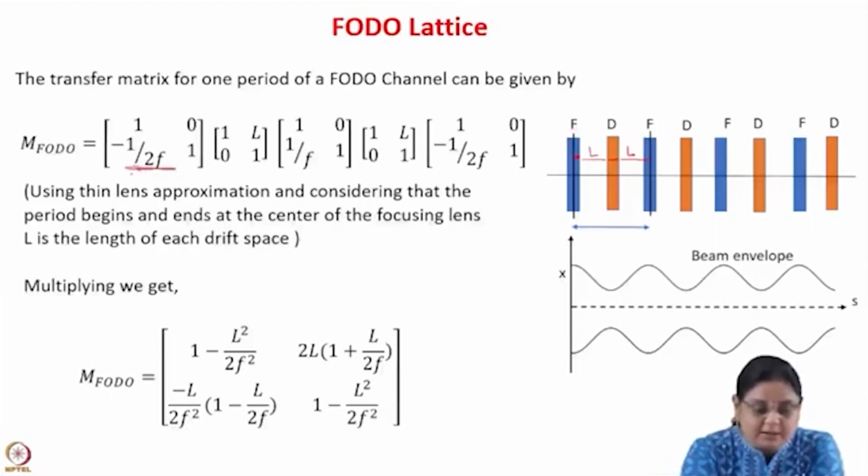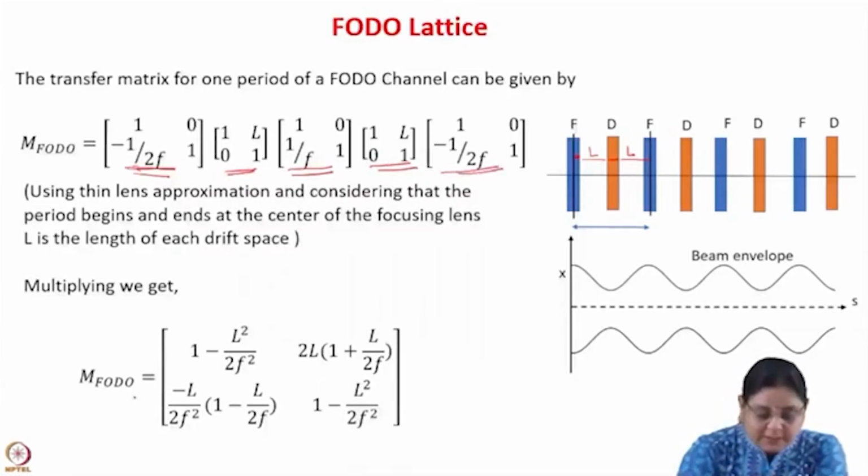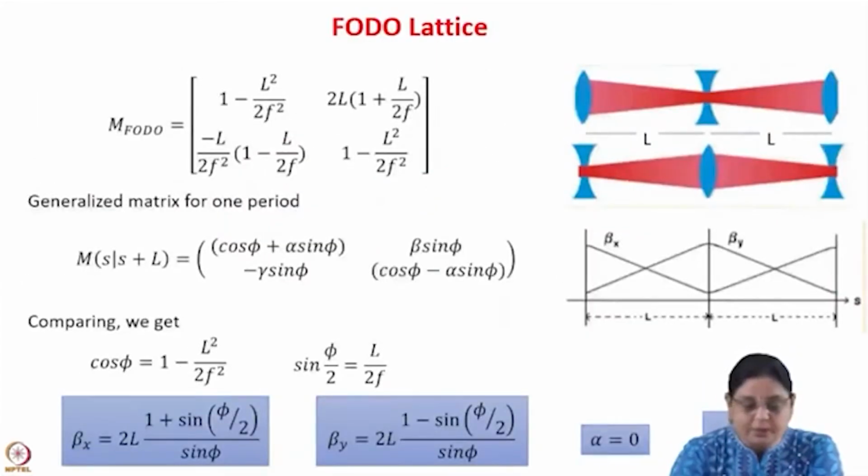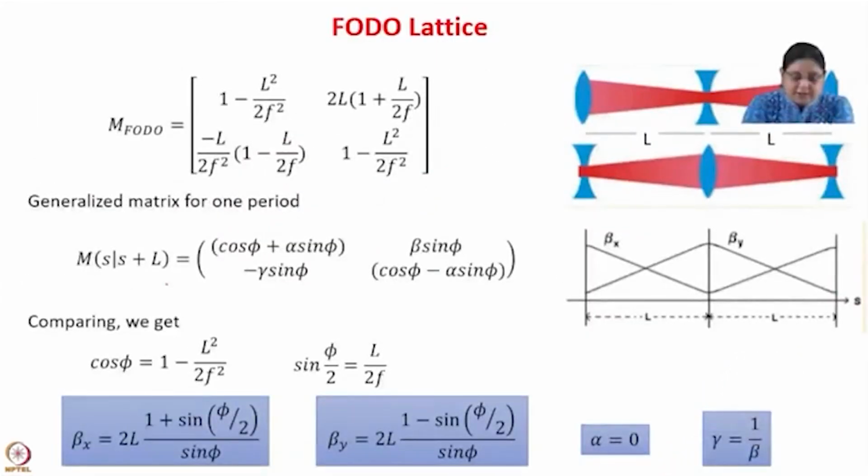So we can write the transfer matrix for half of a focusing quadrupole, the transfer matrix for a drift space, for a defocusing quadrupole, again a drift space, and half of a focusing quadrupole. We multiply these and we get the total transfer matrix for this one period of the FODO lattice. Now the generalized matrix for one period is given by this.